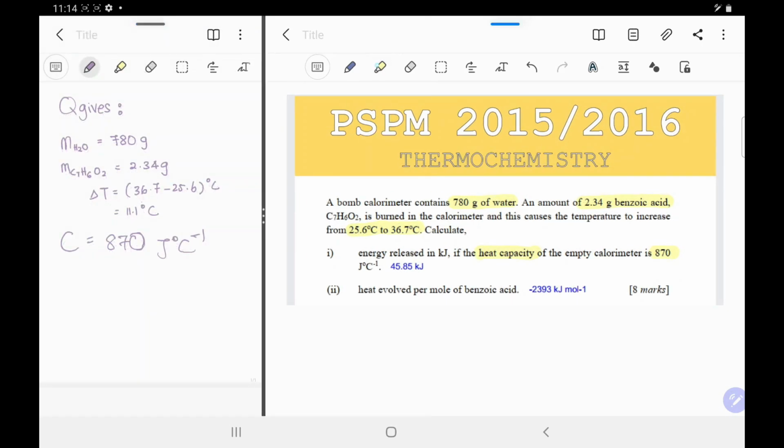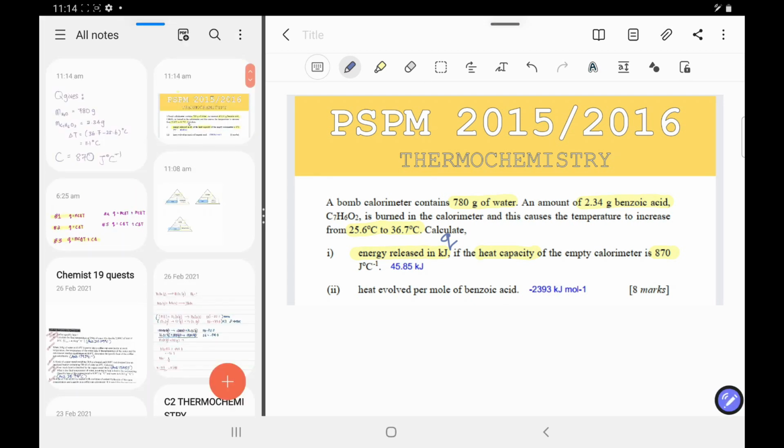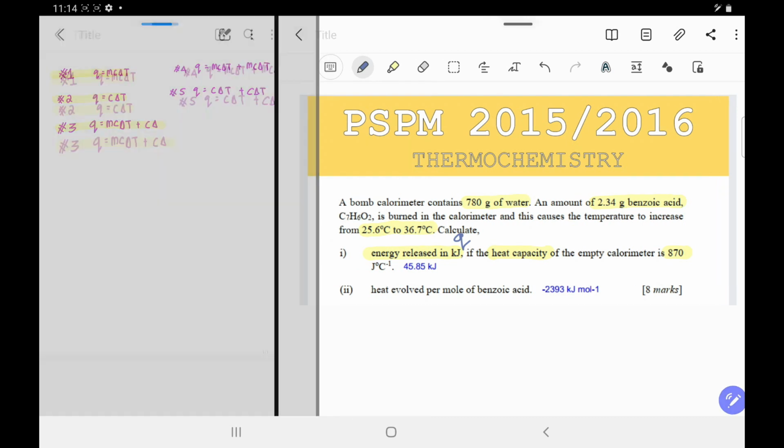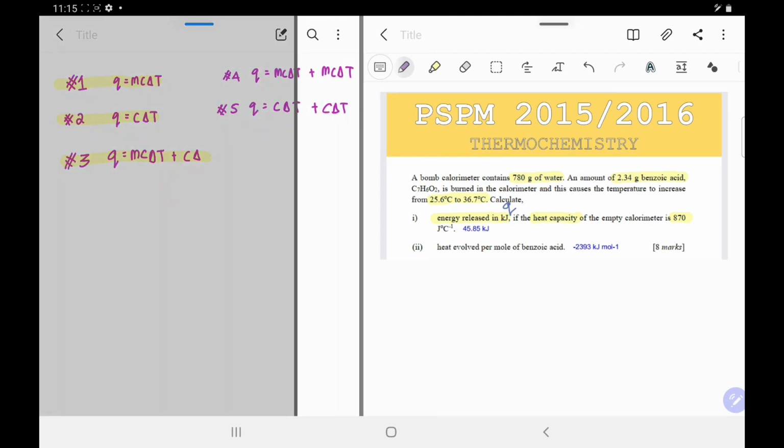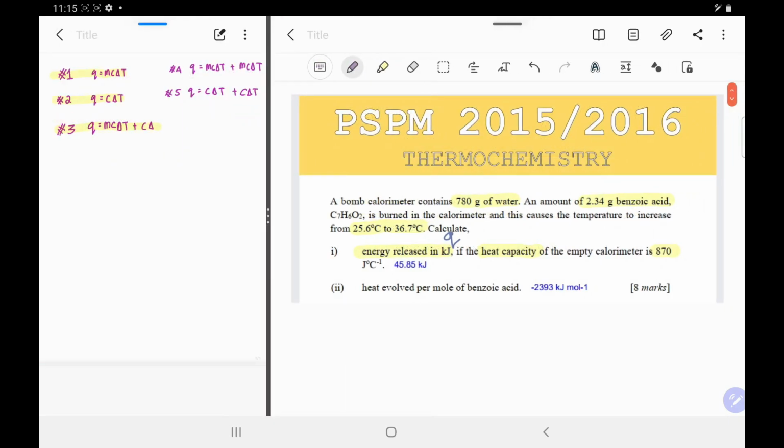Alright, and then the question wants energy released in kJ. Energy released we know is Q, right? And then here I will show you 5 possible Q absorb formulas that we will possibly use in the questions. Here I have highlighted formula number 1, 2 and 3 because these are the formulas that we commonly use. In order to answer these questions, we must look first at what the questions have given so that we can choose which one of these formulas we need to use.